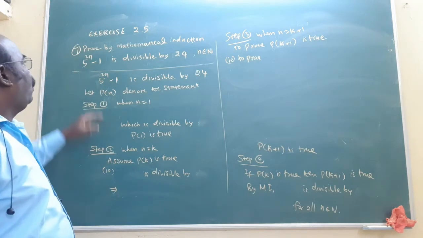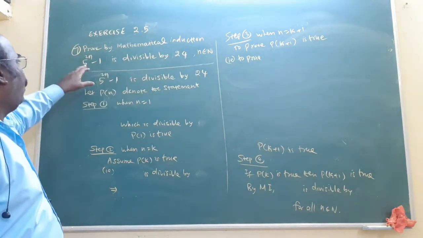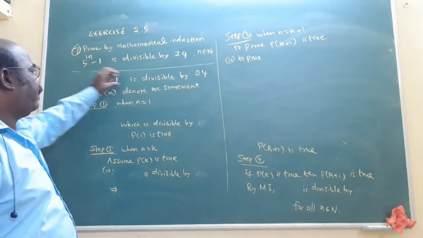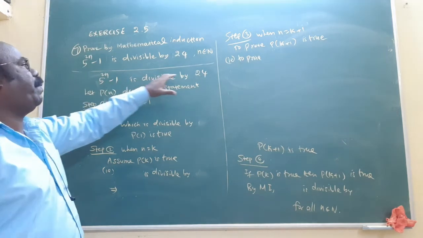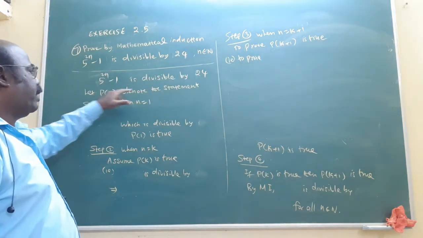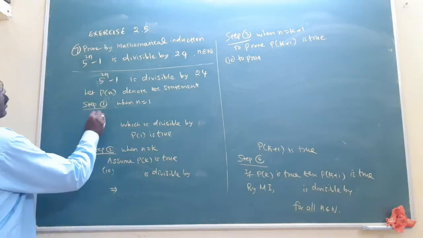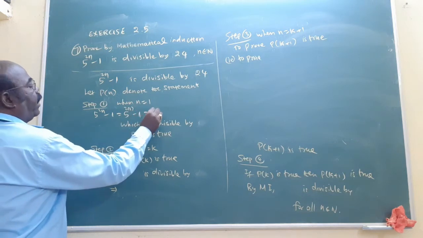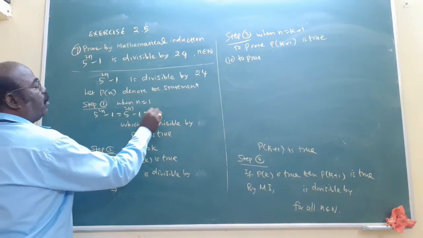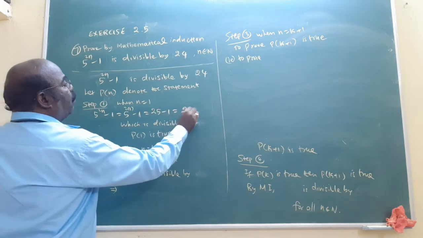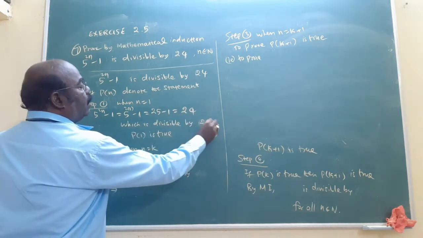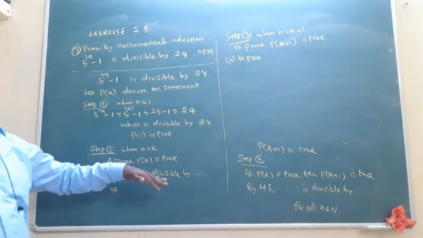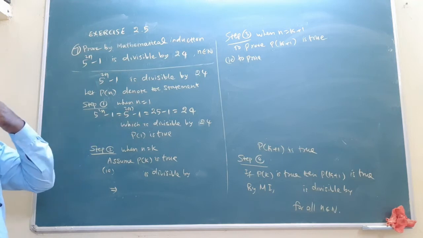Now the seventh problem. Prove by mathematical induction that 5 power 2n minus 1 is divisible by 24. Now write everything. 5 power 2n minus 1 is divisible by 24 is the statement. There is P of n, the given statement. When n equals 1, substitute: 5 power 2n minus 1 equals 5 power 2 minus 1, which is 5 square, 25 minus 1 equals 24. Which is divisible by 24. That's why P of 1 is true.